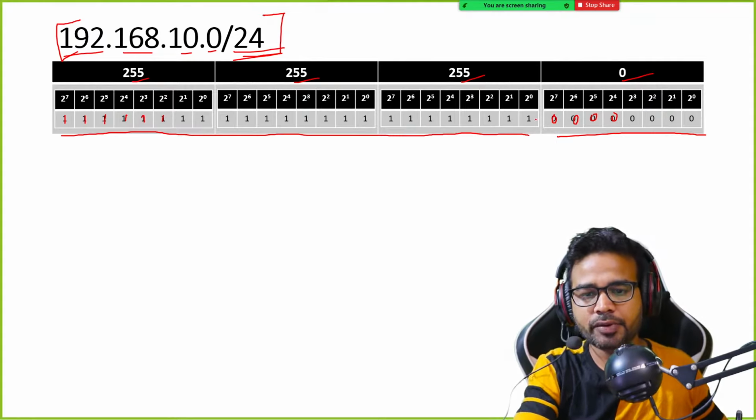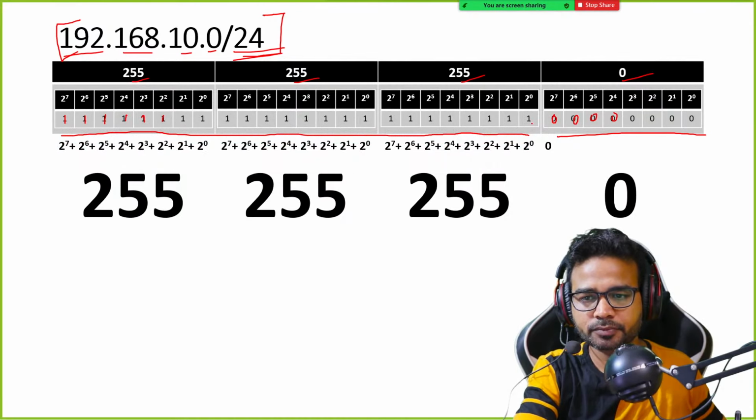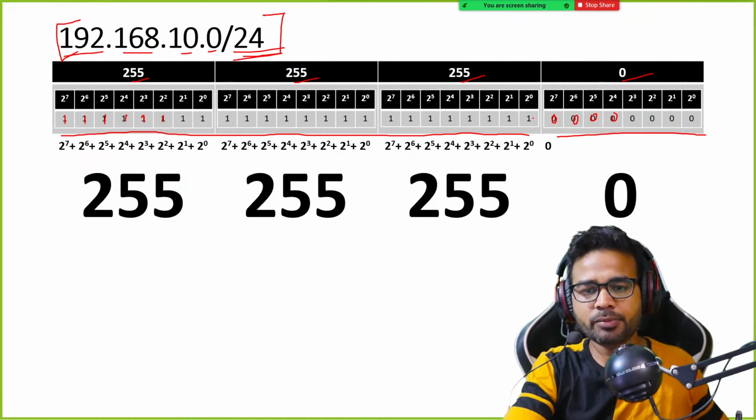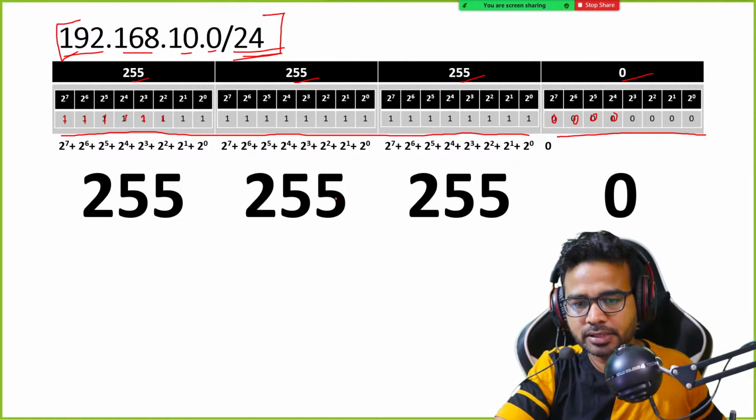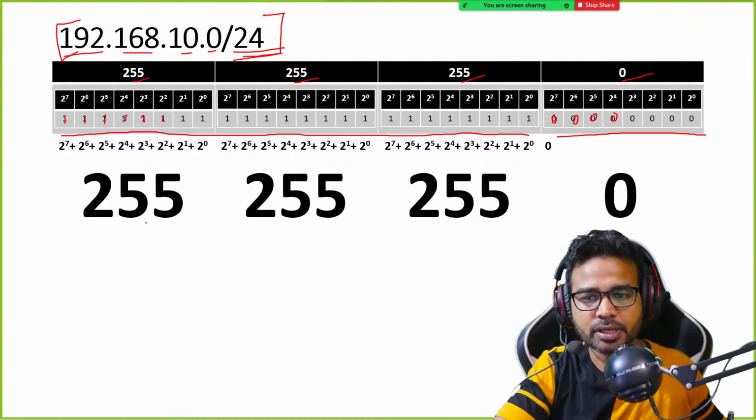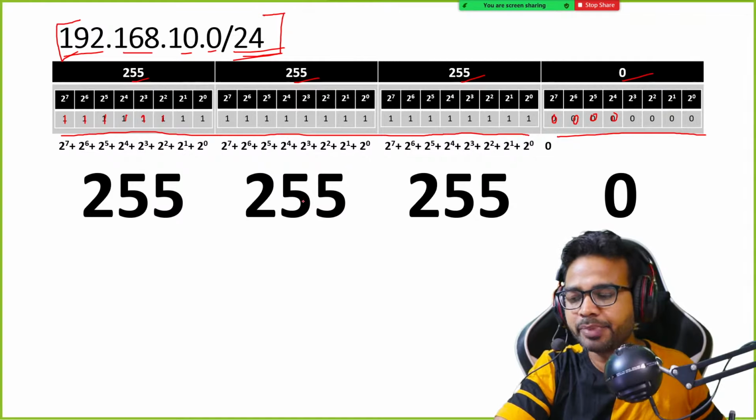Done. Now next, what is there? One more thing: how to calculate the subnet mask? It is very, very simple. You just have to count the value of the network bits. For example, as you can see, it starts from the reverse: 2 to the power 0, 2 to the power 1, 2 to the power 2, 2 to the power 3, 2 to the power 4, 2 to the power 5, 2 to the power 6, 2 to the power 7. Correct? Whatever value is reserved for the network, you have to calculate it, and whatever result you get is going to be the subnet mask.